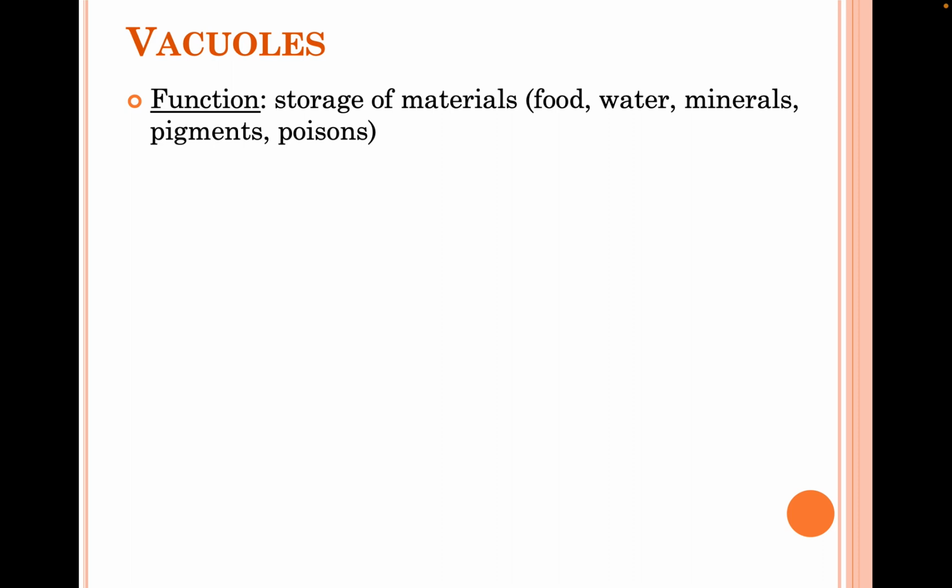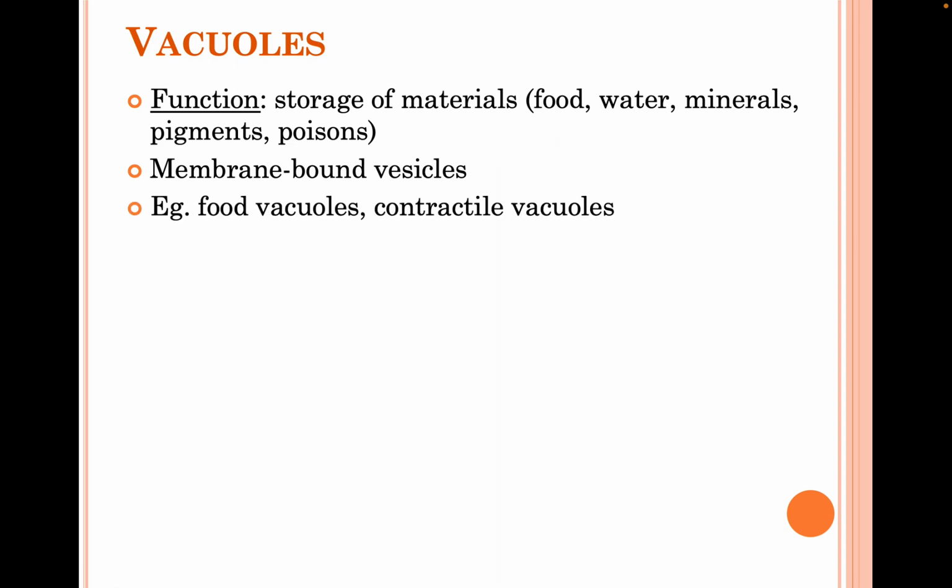Vacuoles are a storage organelle. They store materials like food, water, minerals, pigments, and even poisons. They're membrane-bound vesicles like the others we've talked about. An example of this would be a food vacuole or a contractile vacuole.